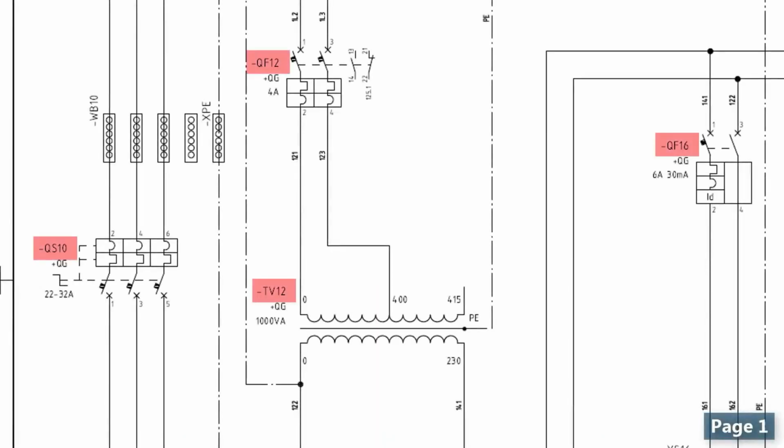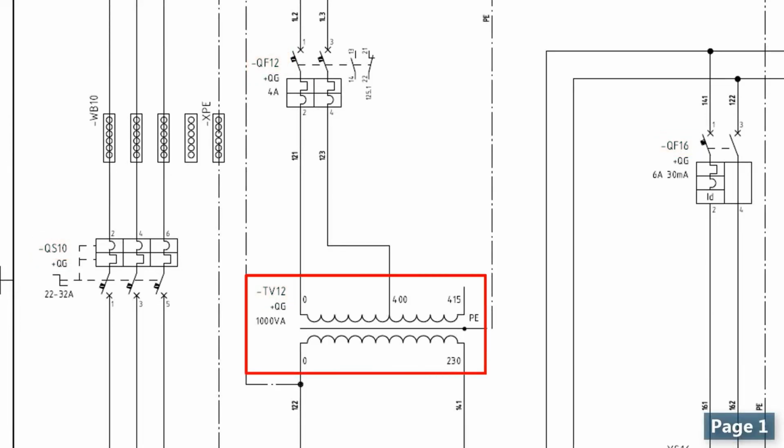There are the tags for the devices within the panel as well. If you were looking at the wiring diagram and you didn't know what this device is, then you could find it in the panel using this tag.